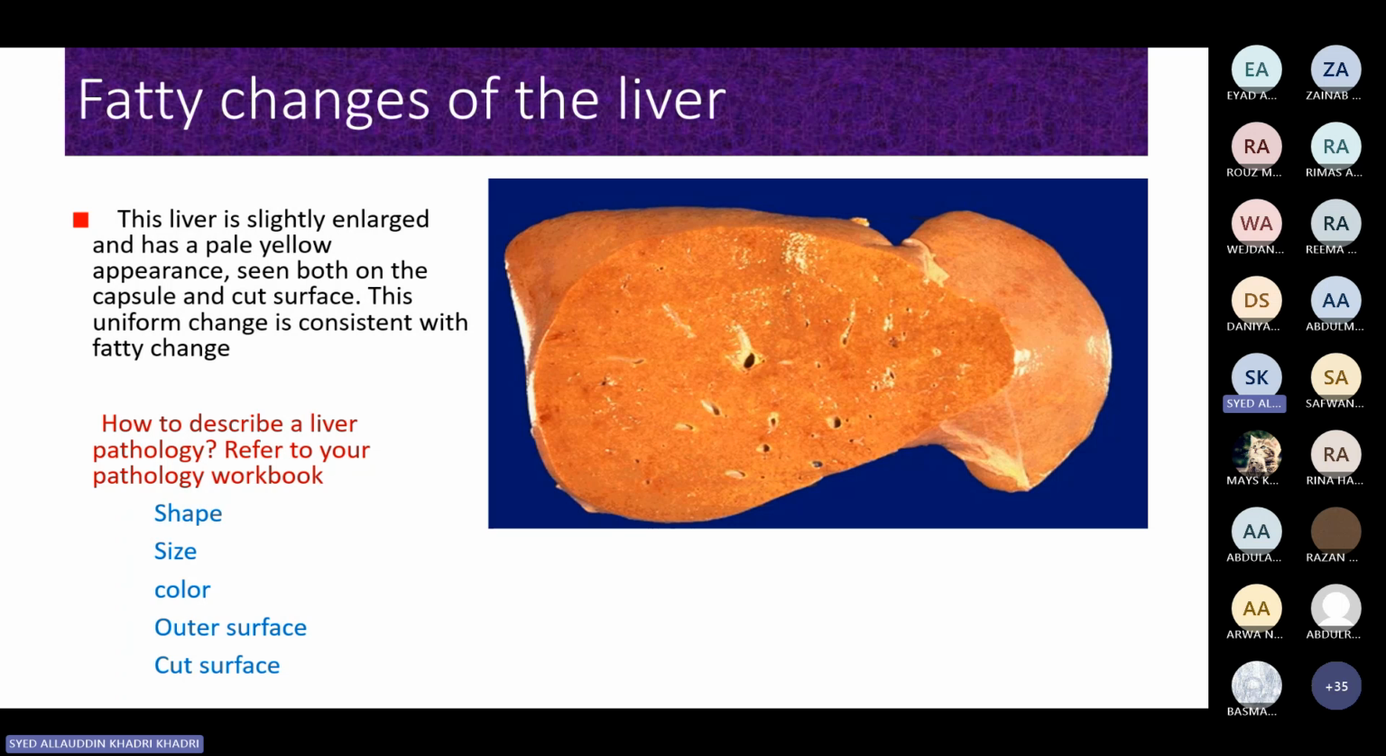They might ask you, but it's very easy. Refer to the pathology workbook. It's written there: the shape of the liver, the size of the liver, the color of the liver, yellowish, greasy touch, outer surface smooth, cut surface not lobulated, looking smooth, that's all.